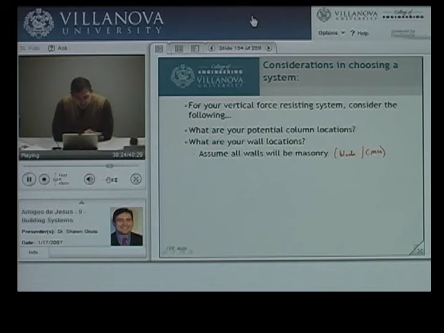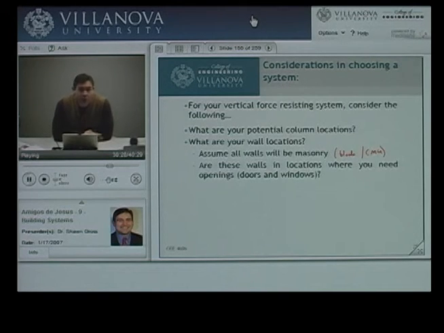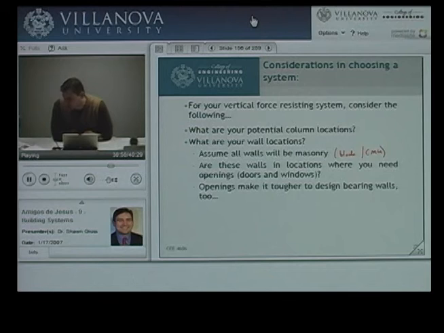You need to look at where the window and door openings are suggested to be in your particular architectural drawings. Okay. Again, we said already that it's hard to work with shear walls where there are large windows and doors and openings. Also for bearing walls, perhaps less to that extent, but we still need to make sure that we satisfy the rigidity requirements by providing solid enough walls.